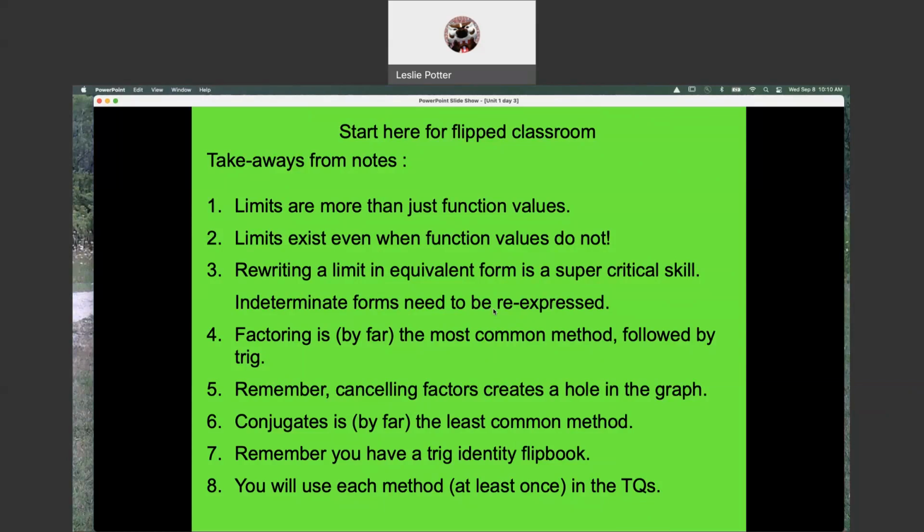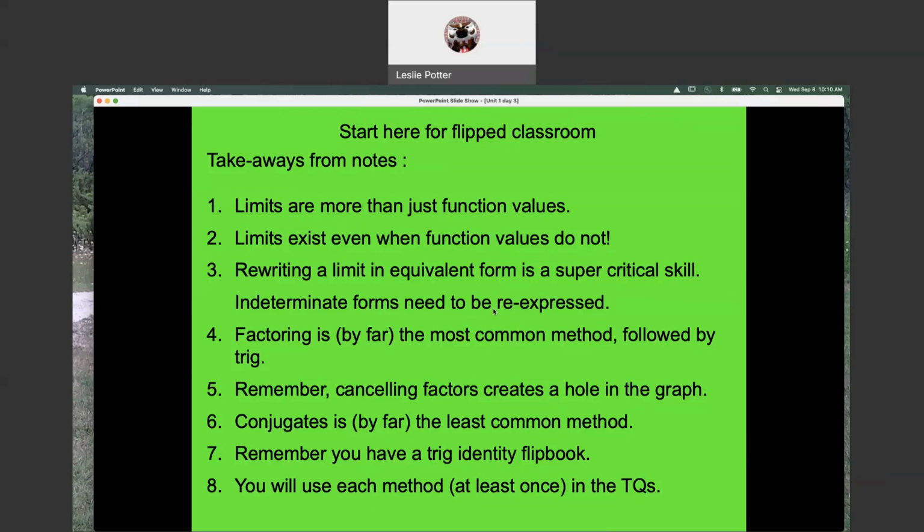Okay, basically what we need to do is deal with the fact that we have to re-express this. So these are the three techniques. You're either going to have a polynomial over a polynomial that you can factor. The polynomials are usually quadratic, or they're binomials, but you factor them out. Or you use your trig identity. So you get your trig flipbook out and you use those identities.